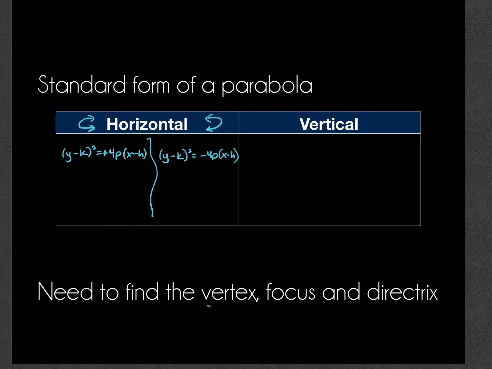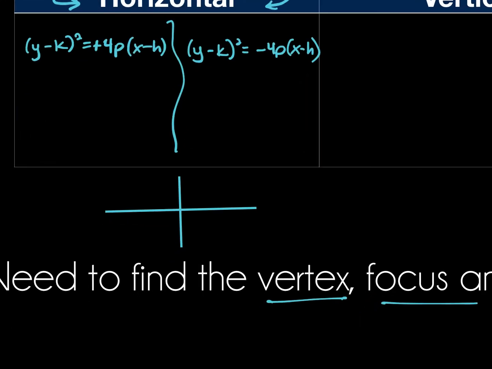So for these, you'll find the vertex, the focus, and the directrix. Remember that the directrix and the focus are both p distance away from your vertex. So if I had drawn a parabola and I knew that the vertex was at (1, 2), let's say, and it was a positive 4p, so it faces to the right, and my p was 2, then I'm going to go to the right 2 to find the focus, and I'm going to go to the left 2 to find the directrix.